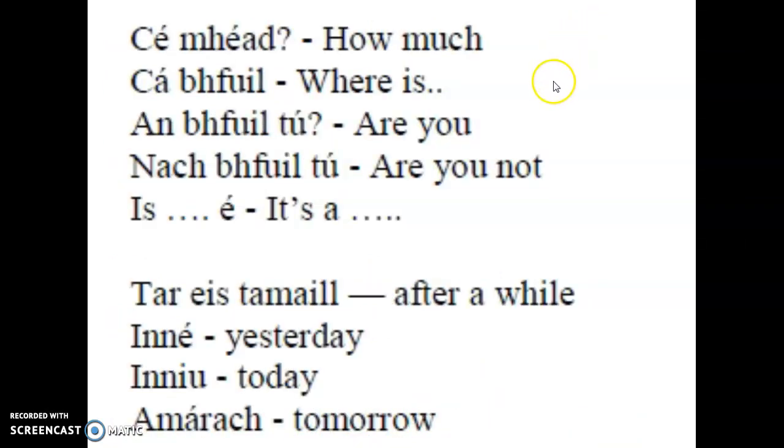Kevad, ka will, an will to teen, are you sick? Nach will to teen, are you not sick? Is laur, it's a book. Tresh tamil in ye, in yov, amarok.